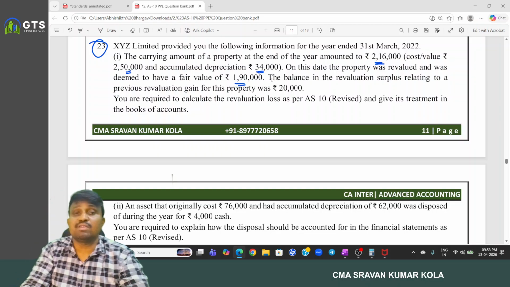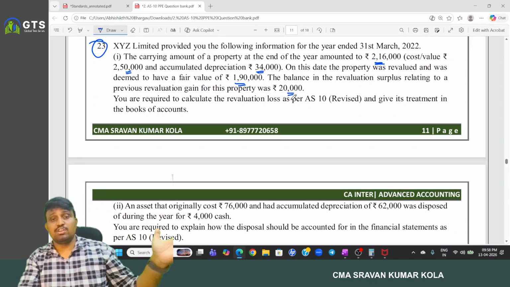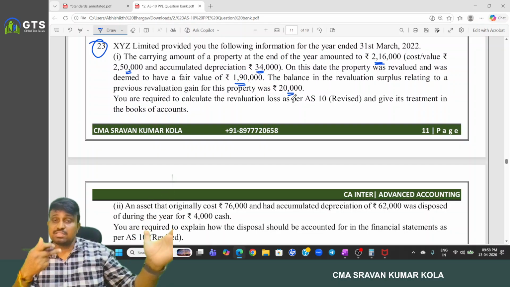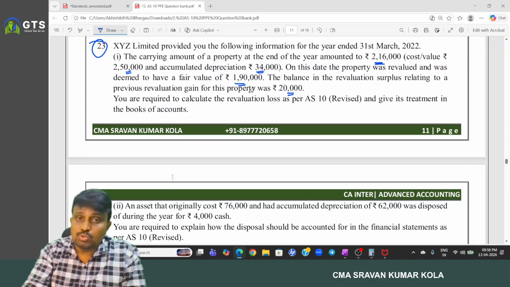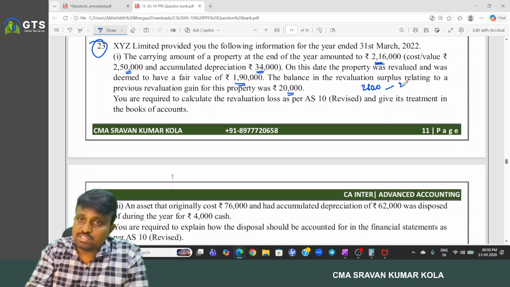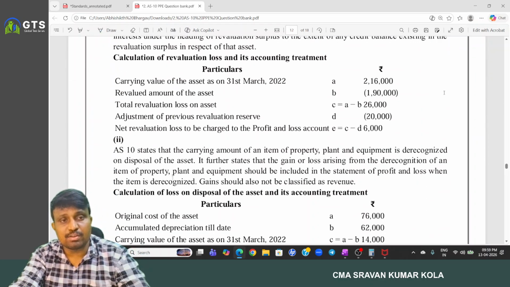But the balance in revaluation surplus is 20,000. That asset was already revalued previously and there was an increase, but on the second, subsequent revaluation there is a decrease. In that case, what happened? 2,16,000 minus 1,90,000, 26,000 is there. Out of the 26,000, we have to first adjust it to the revaluation surplus to the extent of 20,000, and the remaining 6,000 we transfer to the profit and loss account.